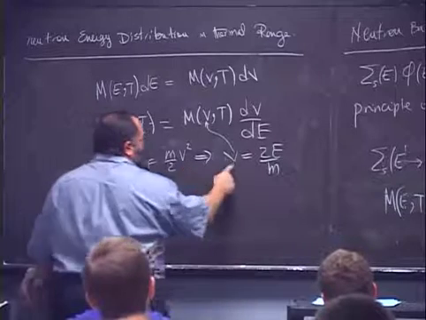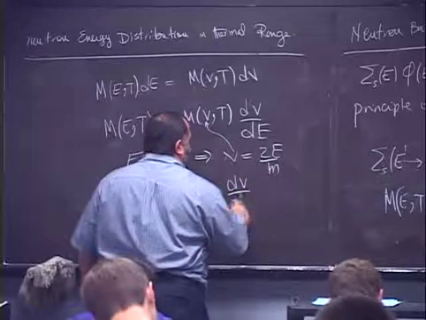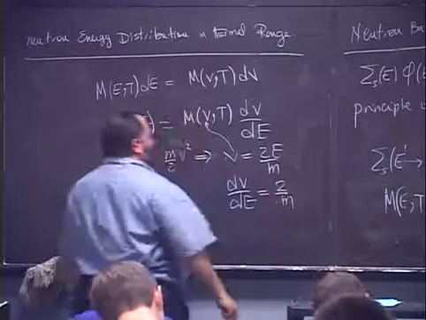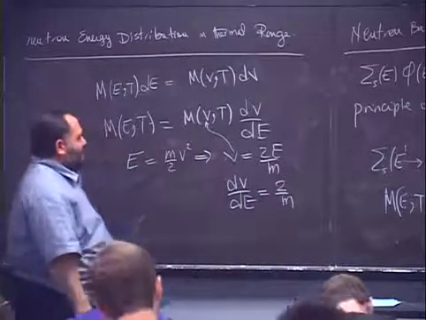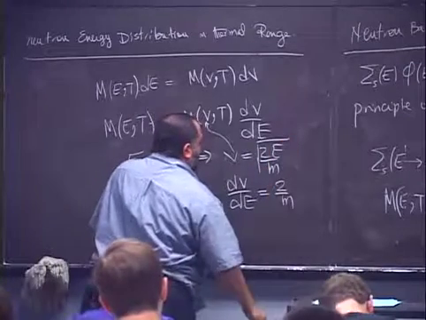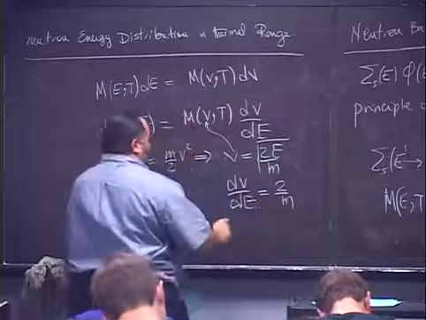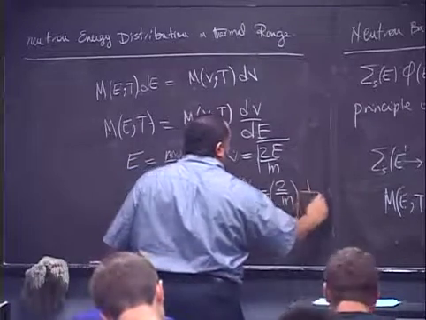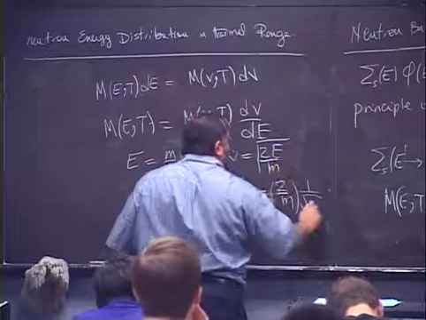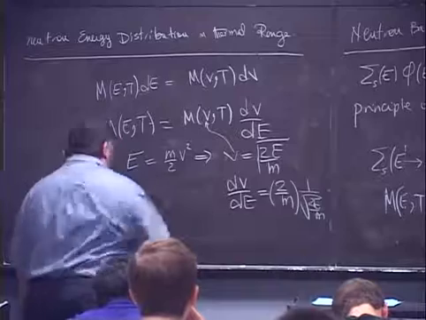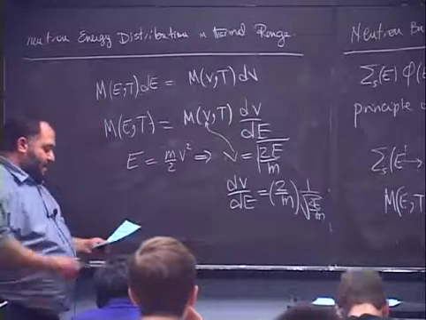So dV by dE is equal to what? 2 over m, oh, this is under the square root. So it will be 1 over the square root multiplied by 1 over the square root multiplied by whatever the differentiation inside the square root. Okay, guys?